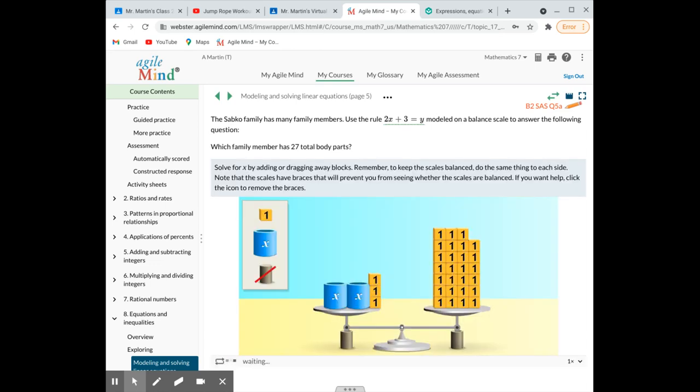All right, let's take a look at this animation real quick. So remember the Sabco family has family members. We use the 2x plus 3 equals y. And so we're trying to figure out which family member has 27 body parts. So we're going to solve for x by adding or dragging away blocks. And we're going to remember that we always have to keep the scales balanced. So it says that the scale has braces on it that's going to prevent us from seeing whether the scales are balanced. So if we want help, we've got to click to remove those braces so that we know we're doing the right thing.